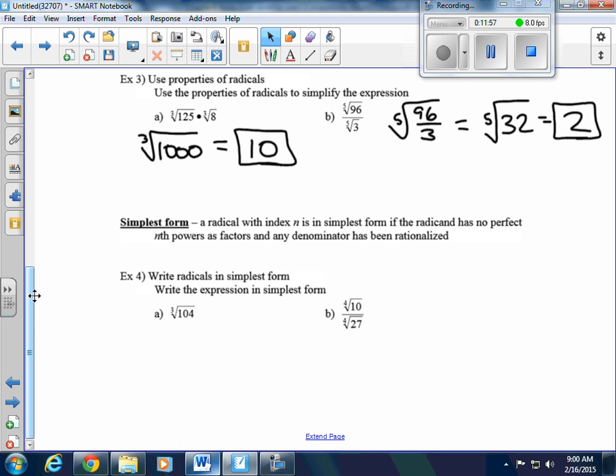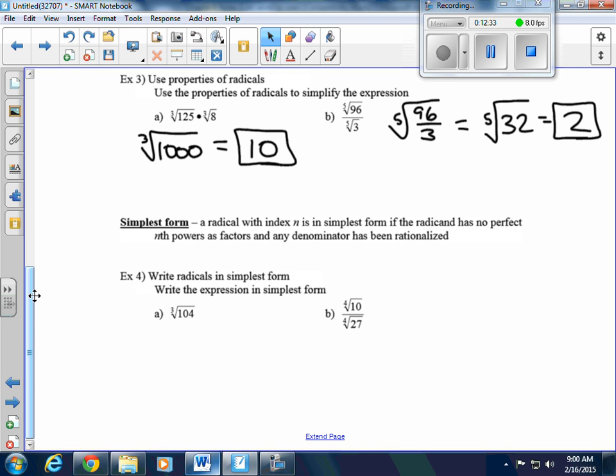But here, it's in simplest form if the radicand has no perfect nth powers as factors, and any denominator has been rationalized. Again, you cannot have a radicand, a number inside your radical, that has a root of whatever the index number is. So if we have a third root, you can't have a radicand that has an 8, because the third root of 8 is 2.